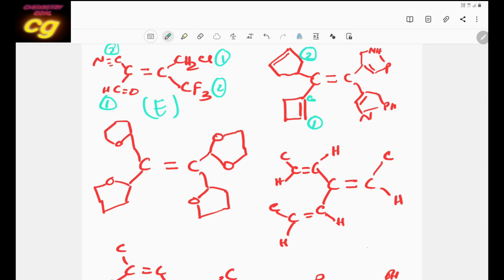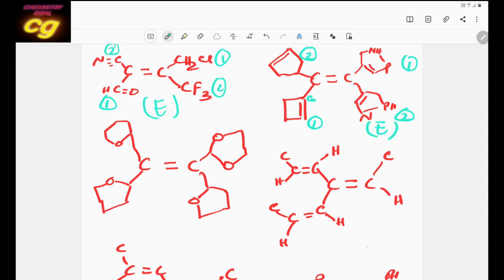Here, this carbon is attached to carbon, and this carbon is attached to carbon, having a double bond. Here also there is a double bond, then carbon, this is also carbon. This carbon is attached to phosphorus, this carbon to nitrogen, so as it is attached to phosphorus, this is 1, this is 2. So you have to see the difference. So 1 1, 2 2 opposites, so this is E.